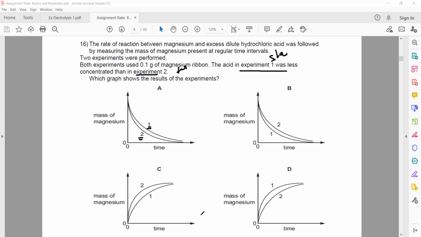Why can C and D not be the answer? Because magnesium is a reactant. Reactant mass will not increase during a reaction, its mass will decrease. So either A or B can be the answer. But B will be the answer if 2 was slower. A is the answer because 2 is faster. Is it clear?